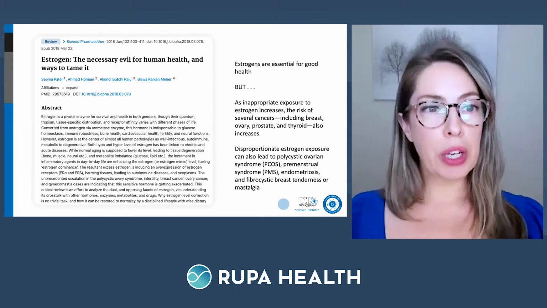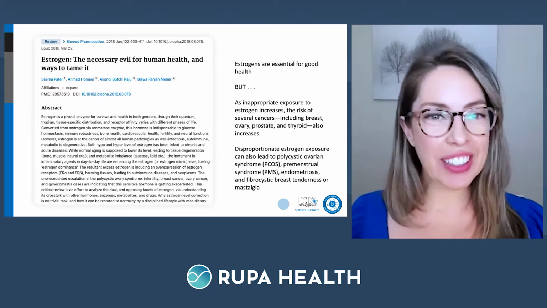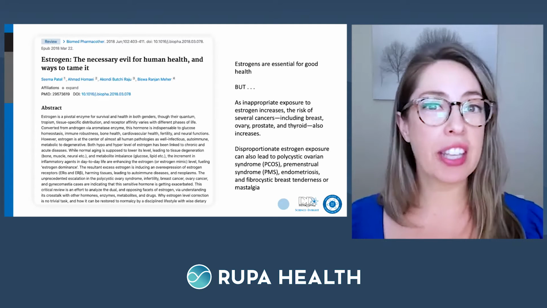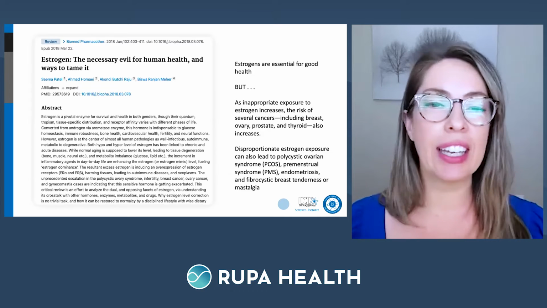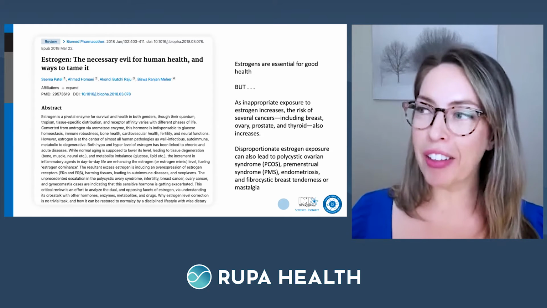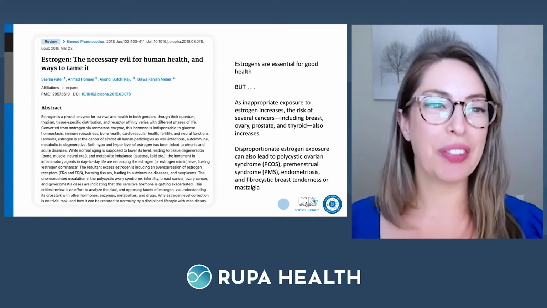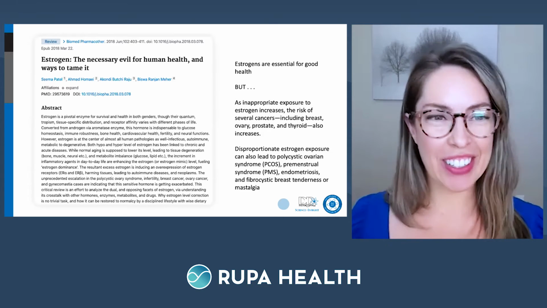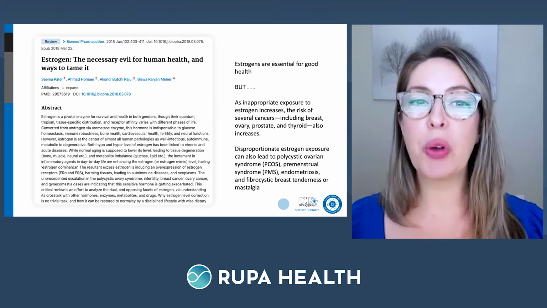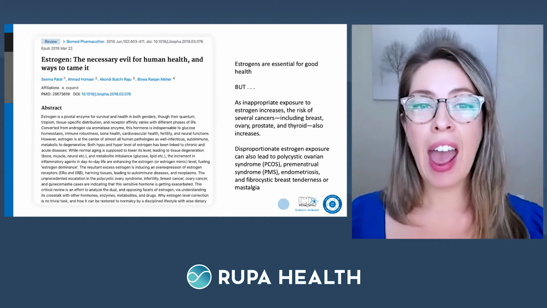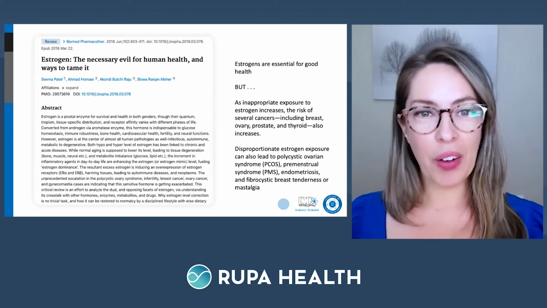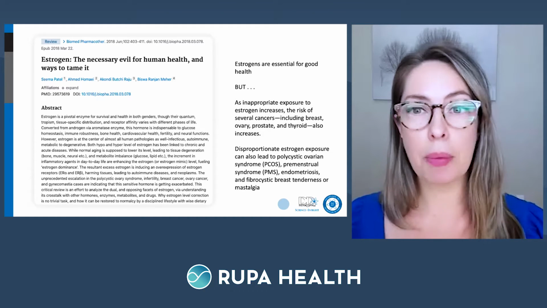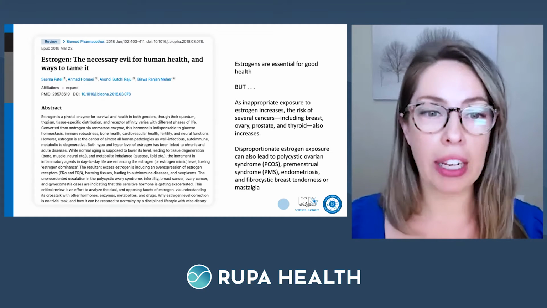So here's what we know so far. Estrogen is certainly vastly important for health. It has over 400 different functions in the body, and so we certainly need estrogen. But I thought the title of this paper was somewhat eye-catching because it's basically saying it's a necessary evil for human health. I wouldn't so much call it evil. However, we do have to really respect estrogen and keep in mind that in a way, we need to tame it. We need to make sure it's working appropriately because it can become somewhat naughty in the body.